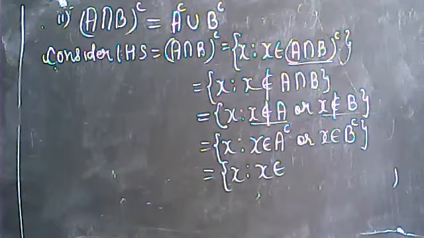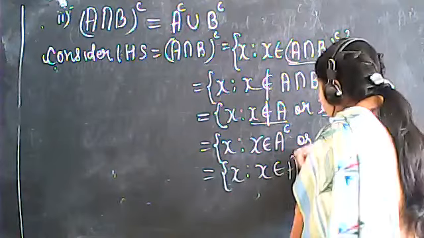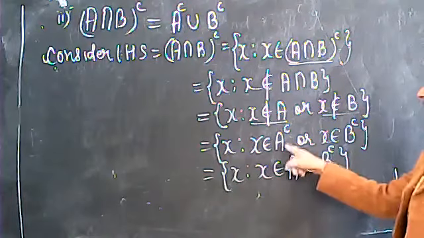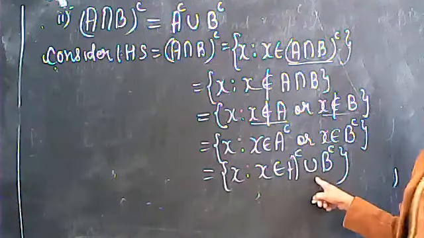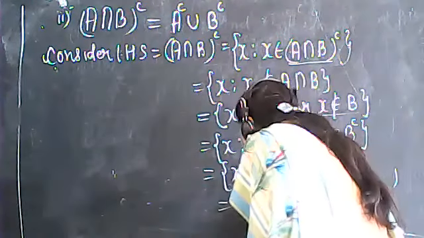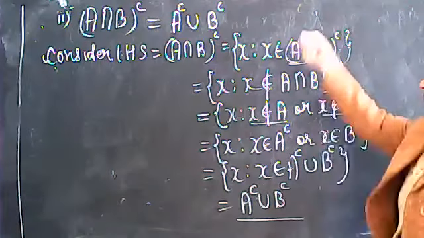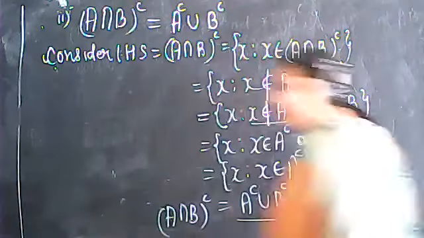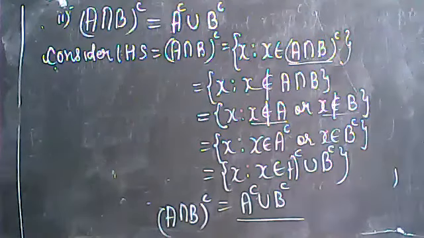What will be the next step? A complement union B complement. Very good. X belongs to A complement union B complement, because OR means union. Either X is present in set A complement or it is present in set B complement, it will definitely go under their union. So this is equals to A complement union B complement. Hence the result, यही हम लोगों ने prove करना था. So we can say left hand side is equals to right hand side. So this is the proof of the second part of De Morgan's law.